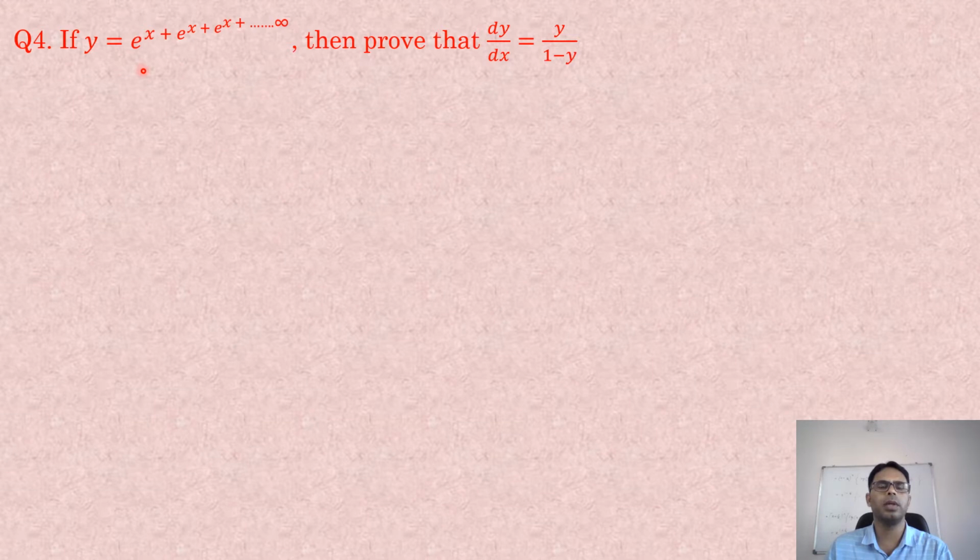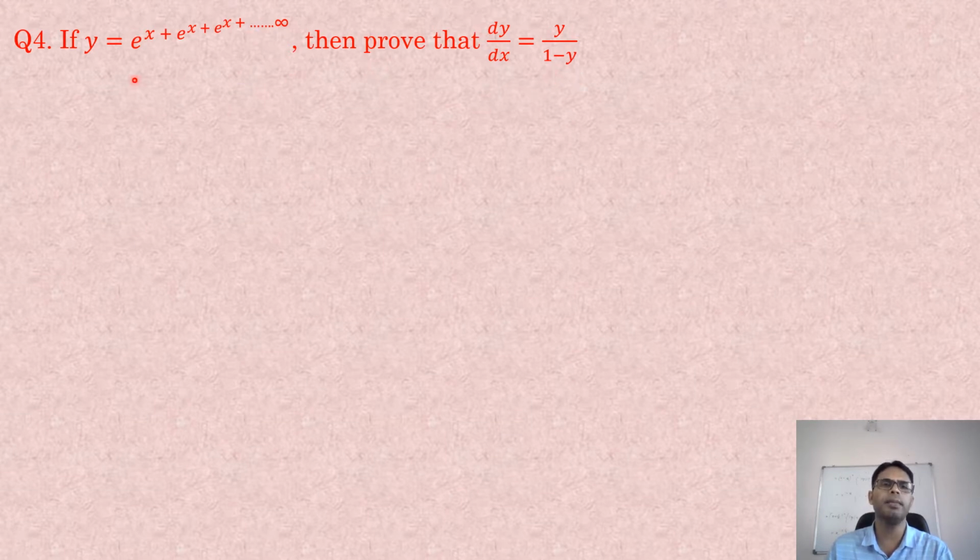If y is equal to e^x + e^x + e^x + e^x and so on up to infinity, it is again a symmetric infinite series because the term e^x is repeating again and again up to infinity. So this is also a symmetric infinite series, and you are to prove that dy/dx is equal to y divided by 1 minus y.